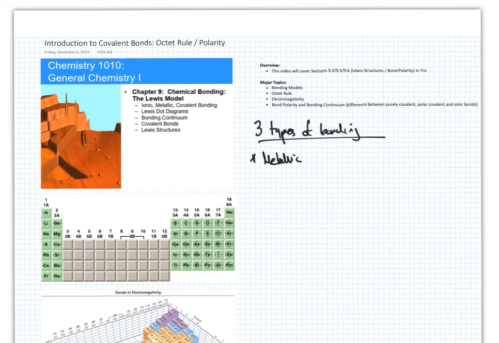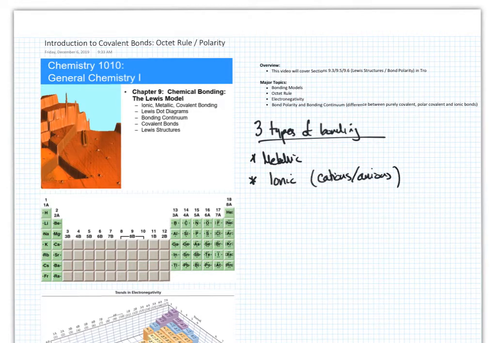We actually don't spend very much time on metallic bonding in general chemistry. You can wait for an inorganic chemistry class if you're really interested in learning more about that, or perhaps a material science class. The second type of bonding is called ionic bonding, and this is between cations and anions.